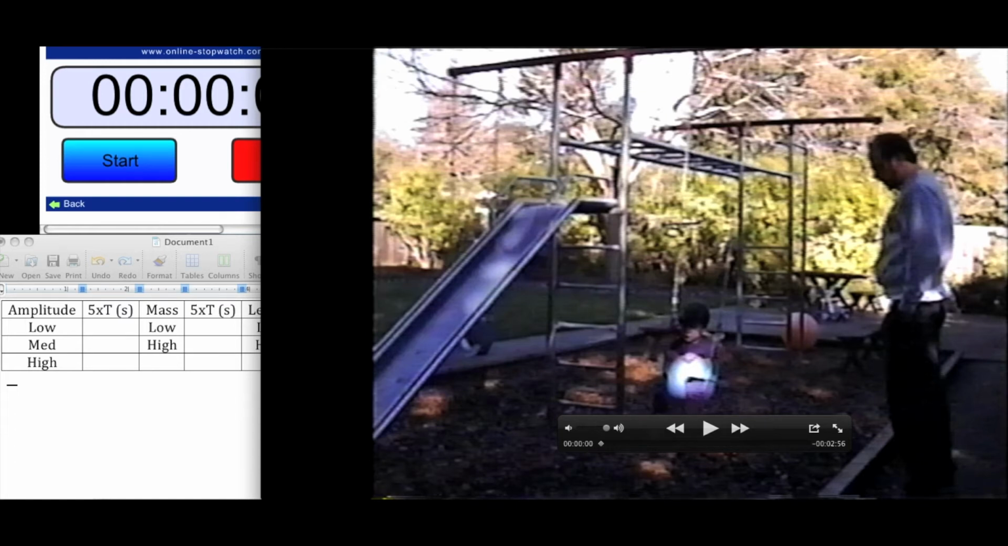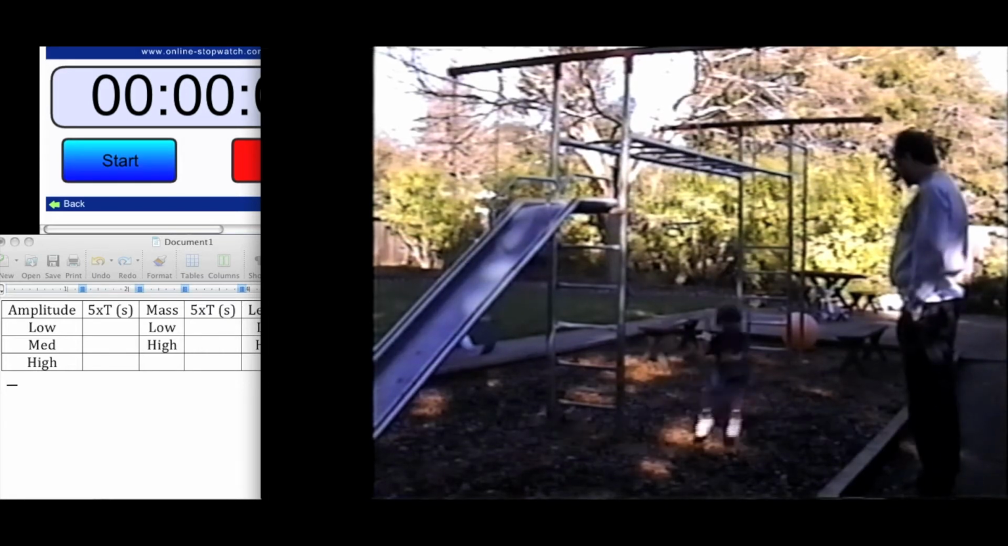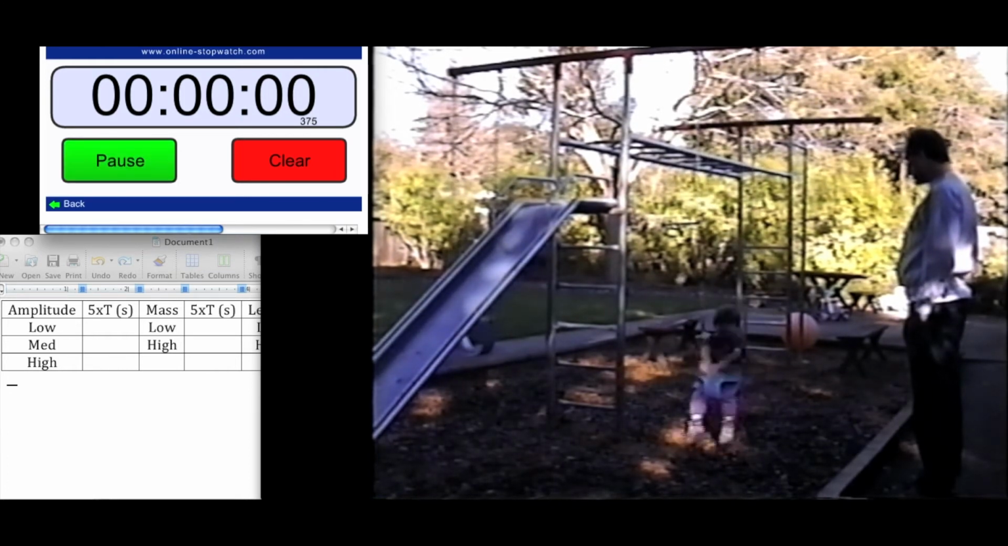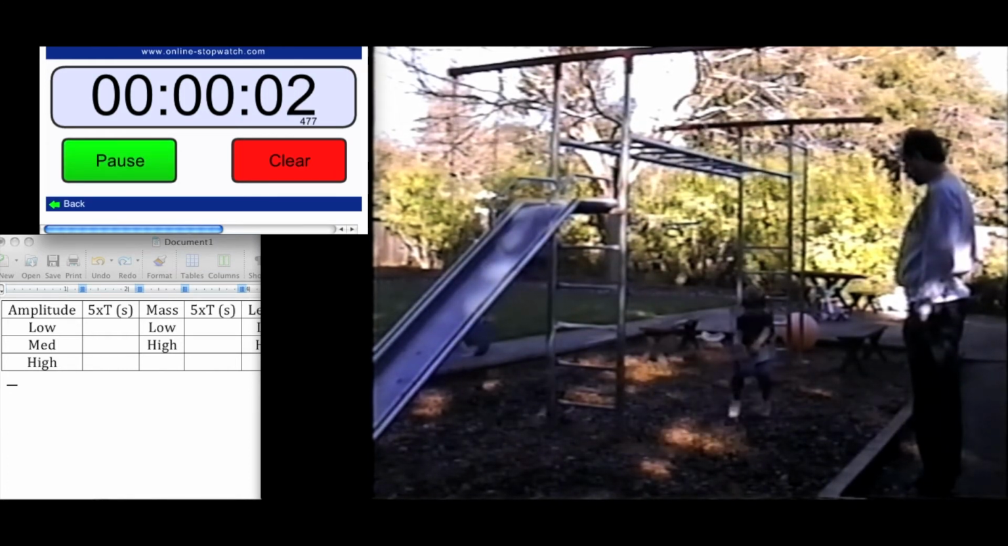Okay, let's look at a simple pendulum to make sure everybody found the same thing in the lab. In this case, it's a simple pendulum consisting of my son and a swing. And so we're going to time 5 periods, starting there. And this is low amplitude.